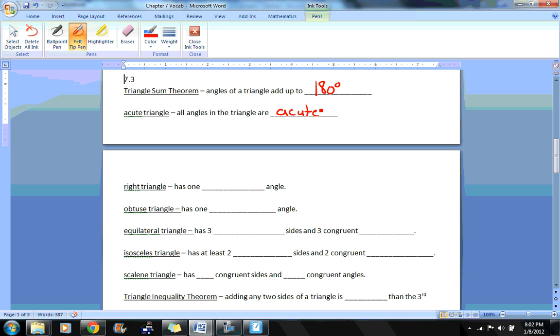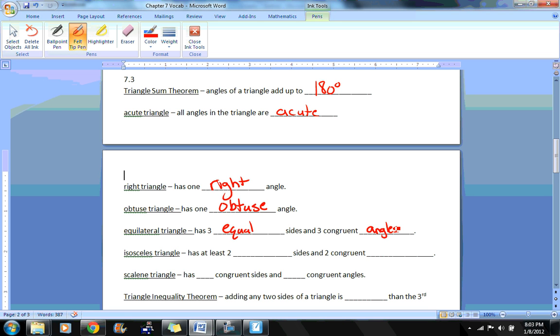A right triangle has one right angle, meaning it has one angle that's 90. Obtuse triangle has one obtuse angle. Obtuse angles are greater than 90 degrees. An equilateral triangle has three equal sides and three congruent angles, meaning that all the sides are the same and all the angles are the same.